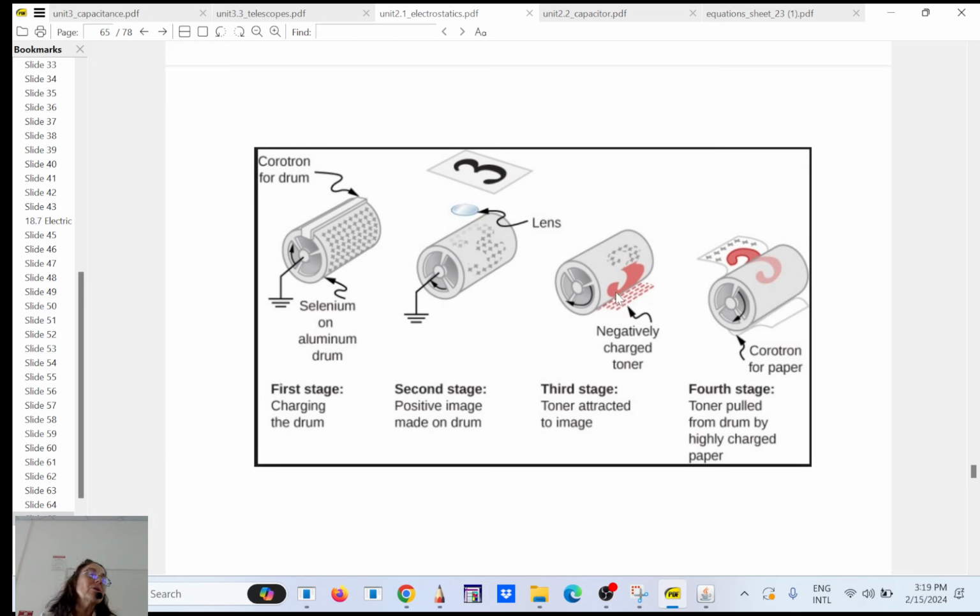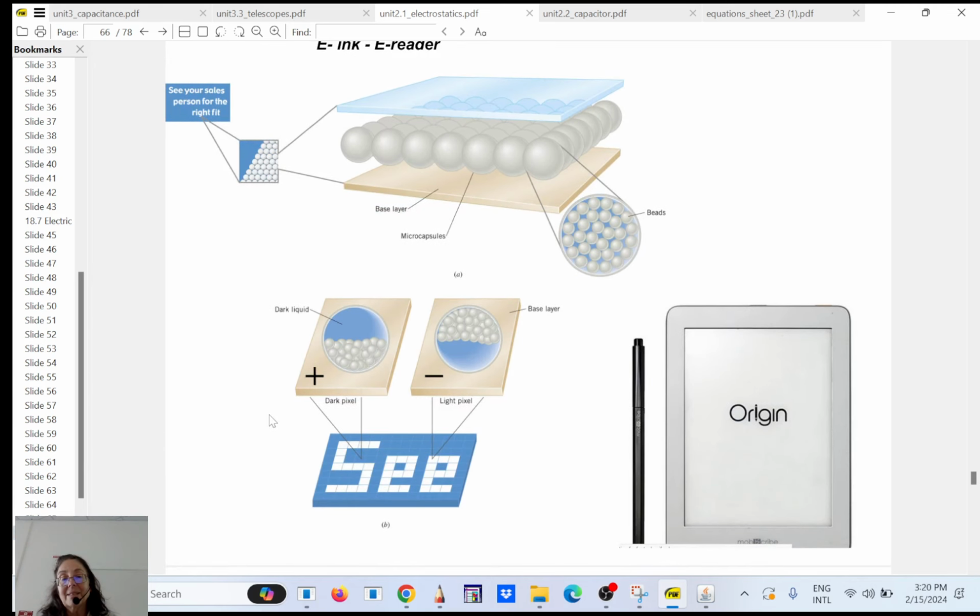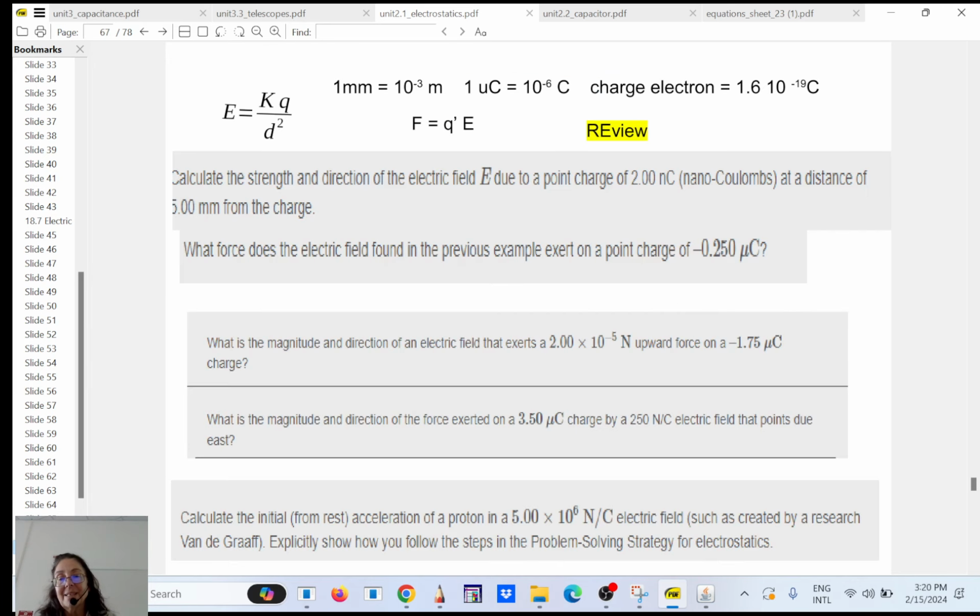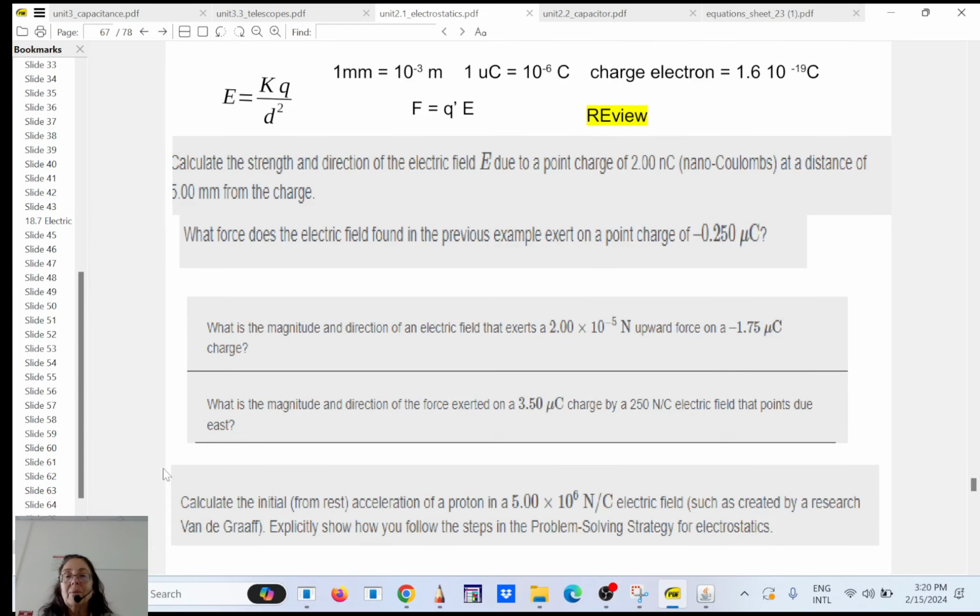Okay, so Xerox copy also works because of electrostatics. I think I talked about that. That works because of electrostatics as well. Okay, let's do more problems. It's a review problem.